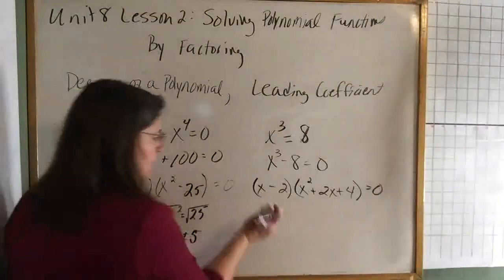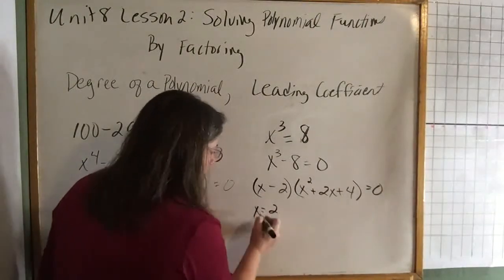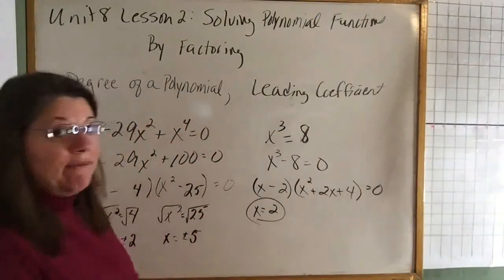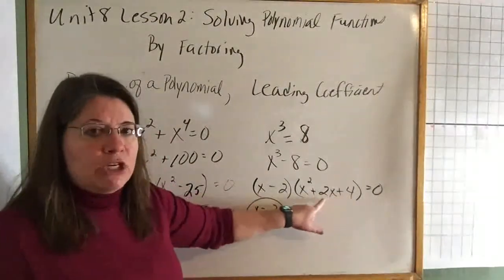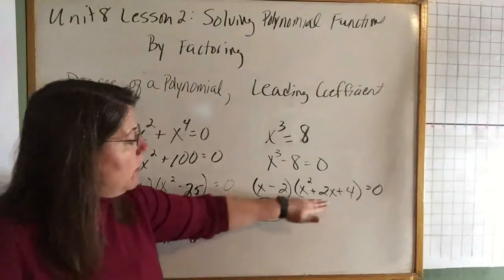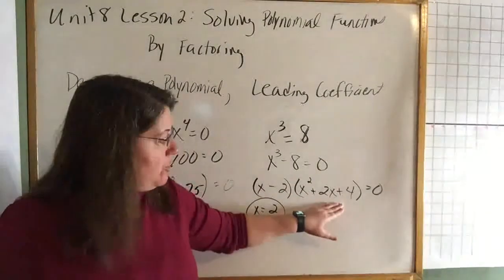So I set this one equal to 0. I get x equals 2. That is one of my roots. I have to have 2 more roots. Well, if I try to factor this, factors of 4 that add to give me 2 doesn't work. So there are other methods that I have to do this with.